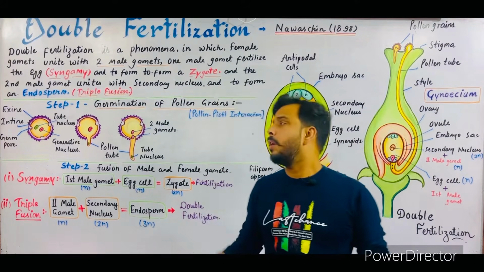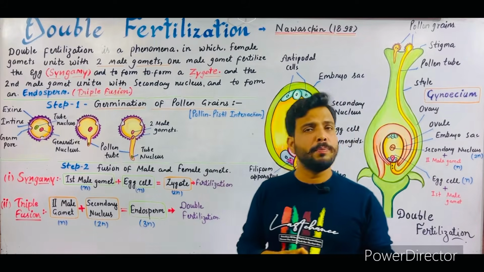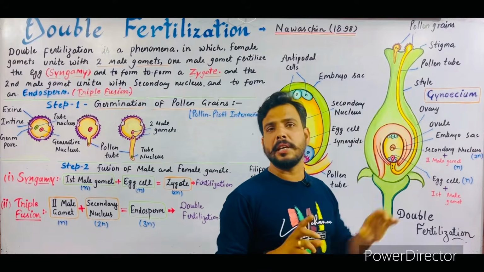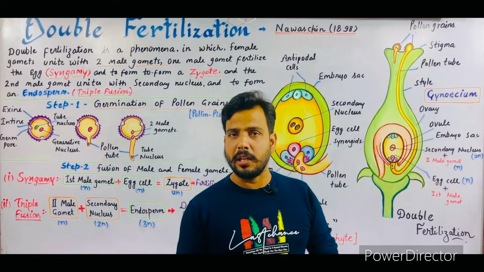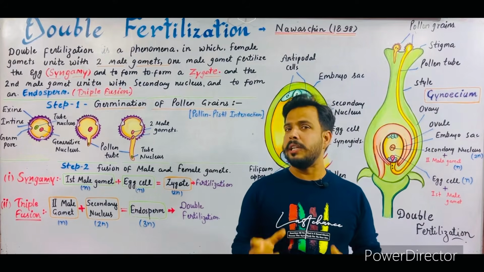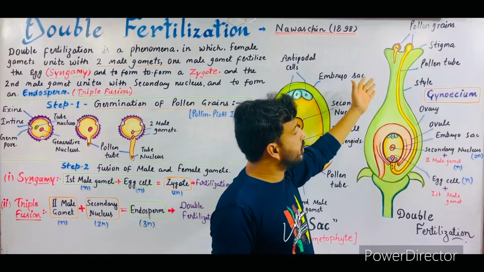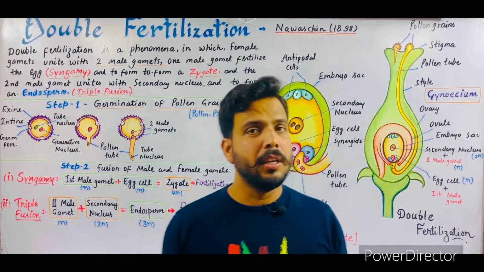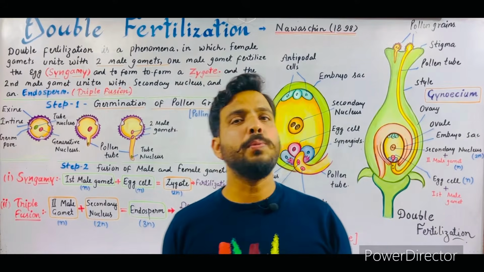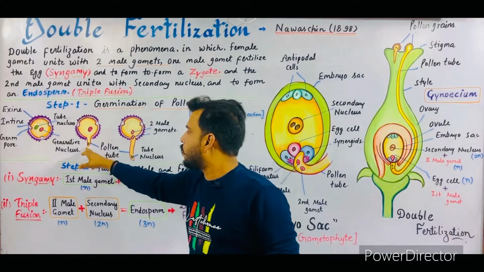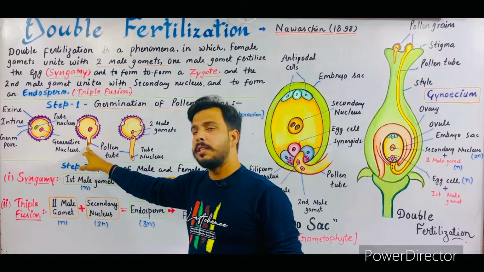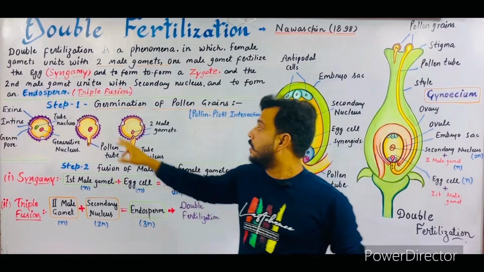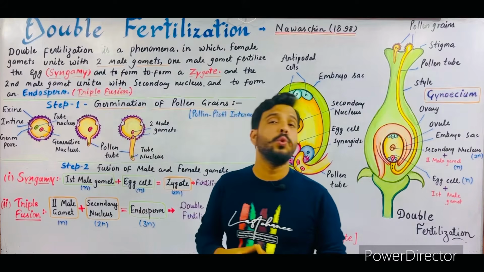What is the mechanism? The first step, germination of pollen grain, means that when the pollen grains reach the stigma, it secretes a mucilaginous substance. I'll repeat it so that you can easily understand. The stigma secretes a mucilaginous substance which is absorbed by the pollen grains. As a result, a pollen tube germinates in which the pollen nucleus is present, and after that the generative nucleus divides to form the two male gametes.